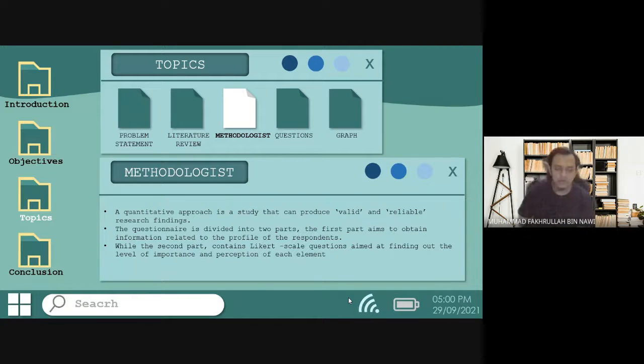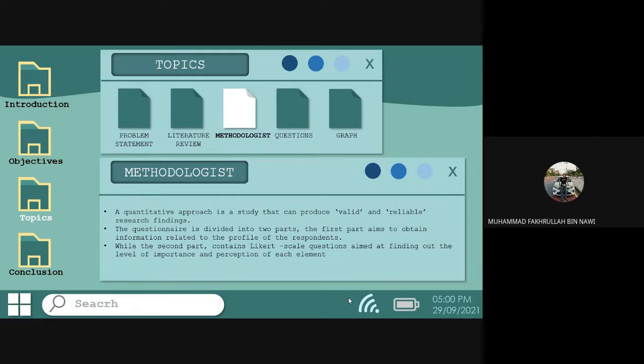For the methodology, we use a qualitative approach. What is a qualitative approach? A qualitative approach is a study that can produce valid and reliable research findings. This is because the use of this quantitative method can prove strong validity by using numbers that are the result of analysis. In the formation of the questionnaire, open and closed end techniques will be used.